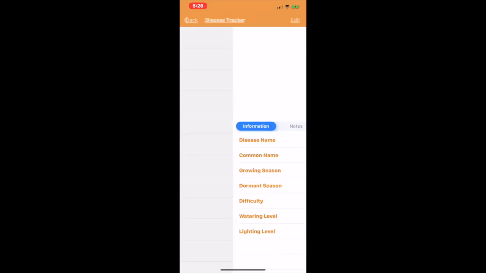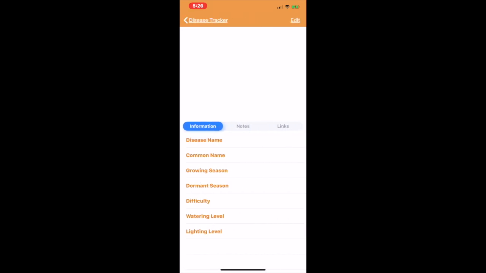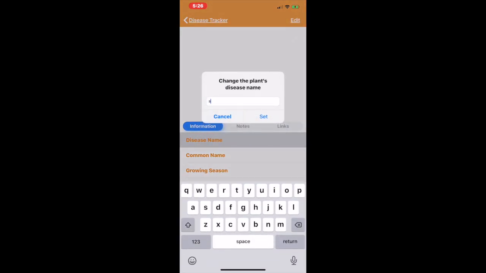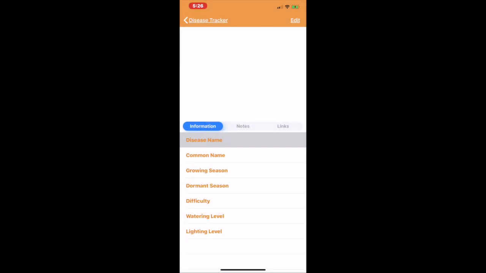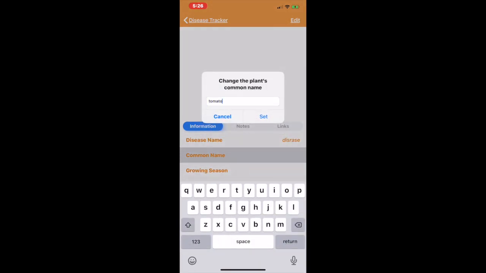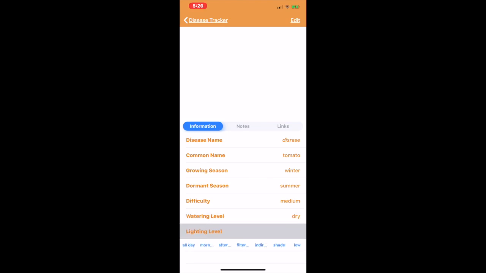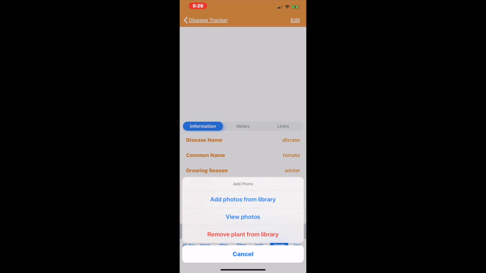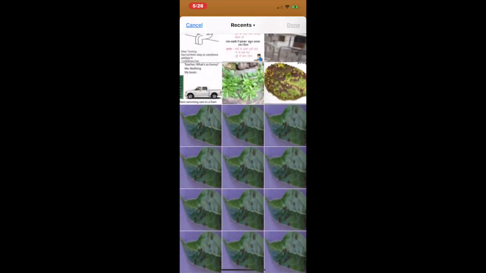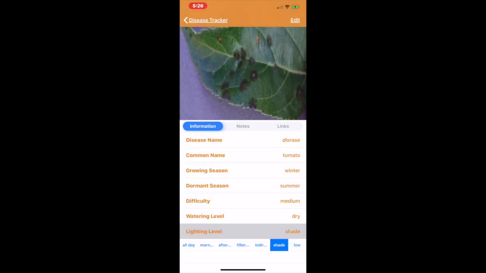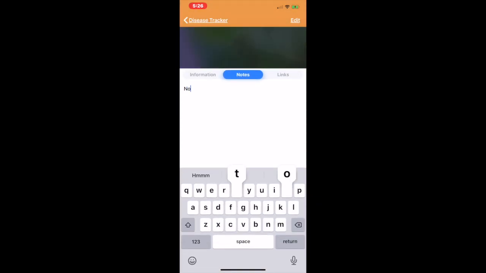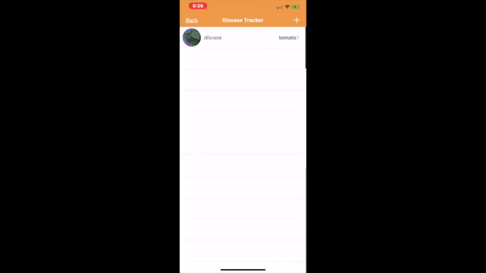So if we go to our disease tracker and we add, for example, a tomato plant which has a disease, we can add the name. We can add what season it grows in. We can add what season it doesn't grow in, the difficulty, watering level, lighting level, and other information a farmer might want to add. And we can also add an image of our crop so a farmer can easily keep track. So right here, we can just add this image and we can add some notes. And after that, you can keep it right here.